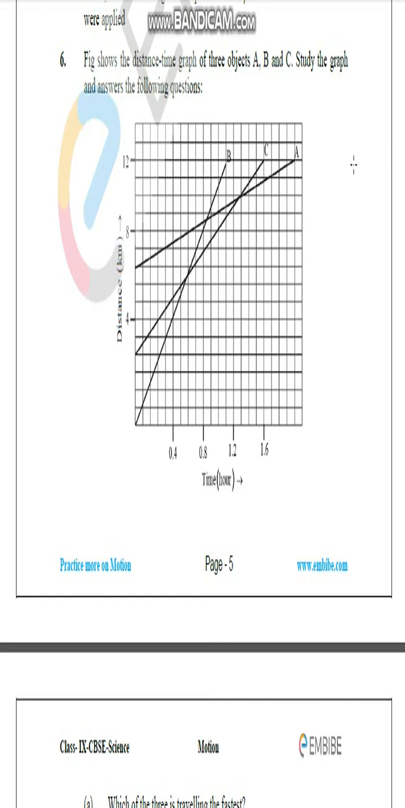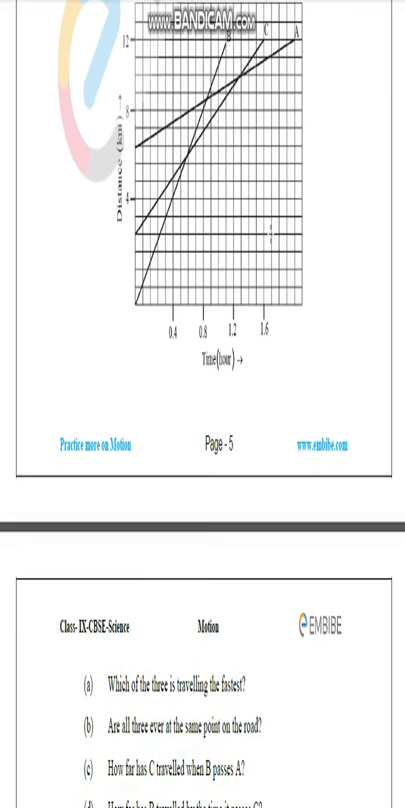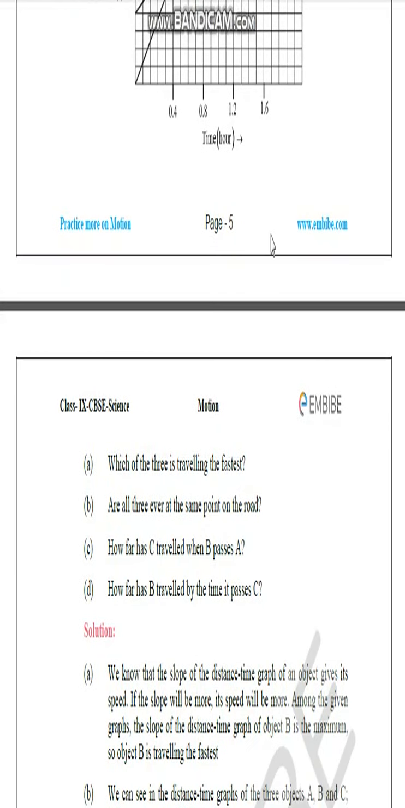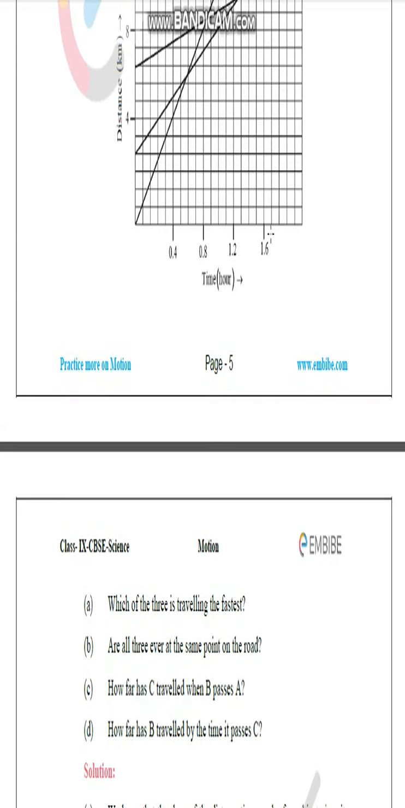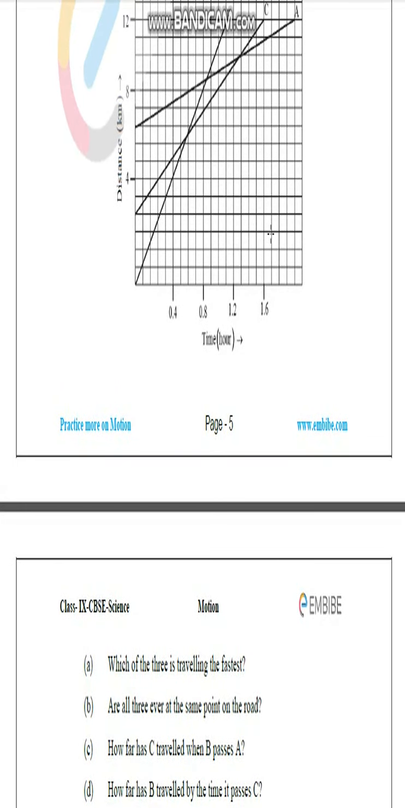Okay, so it is a graph. This line shows B, this line shows C, and this one shows object A. Now here are four parts of the question. Which of the three is traveling the fastest? I'll make you understand: the slope of a distance-time graph is equal to the speed of the moving body. We already know that.